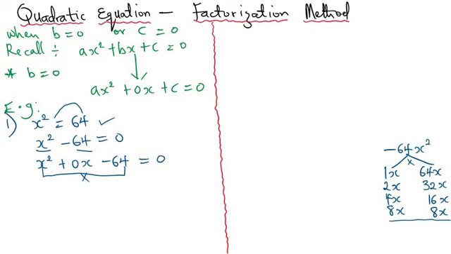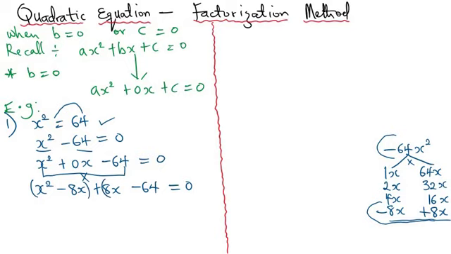So we have to take a look at the sign here. From the rule of signs, minus times plus gives us minus. So meaning one of these numbers will have minus and the other will be plus. So we have to substitute these values for our 0x. So this becomes x squared minus 8x plus 8x minus 64 equal to 0. So we have to group these into 2 and factor out what is common.